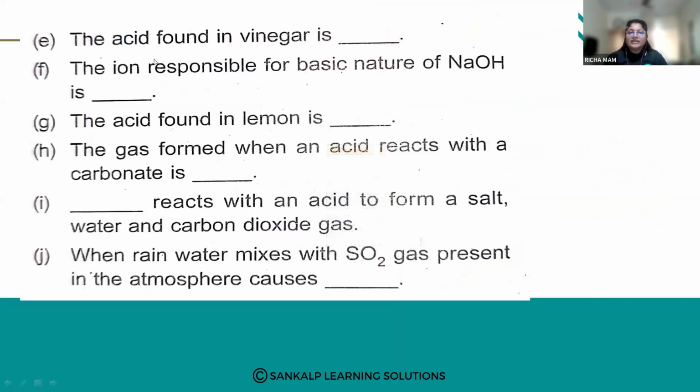Next question. The acid found in vinegar is. So which is the acid present in vinegar? The acid present in vinegar is the acetic acid. Okay, remember that it is the acetic acid. Next: the ion responsible for basic nature of NaOH is.